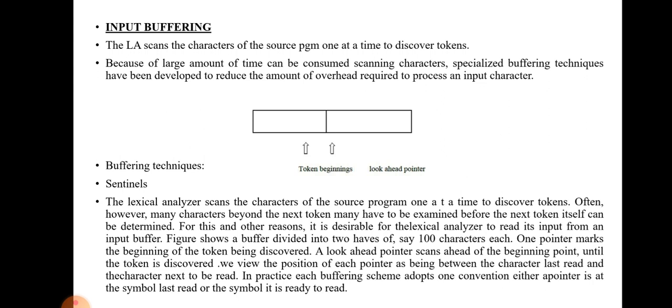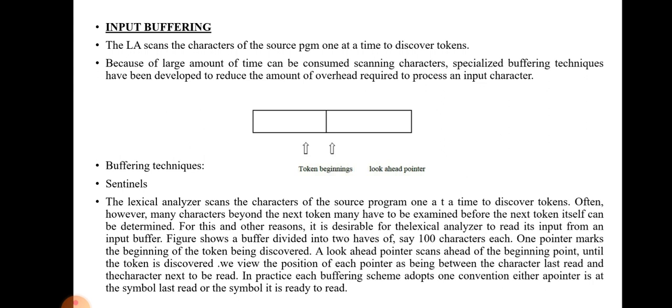The buffer can be divided into two halves. One half may contain 100 characters and the other half may contain 100 characters. There are two important pointers: one is the begin pointer and the other is the forward pointer. The begin pointer marks the beginning of the token being discovered, and the look ahead pointer scans ahead of the beginning point until the token is discovered.